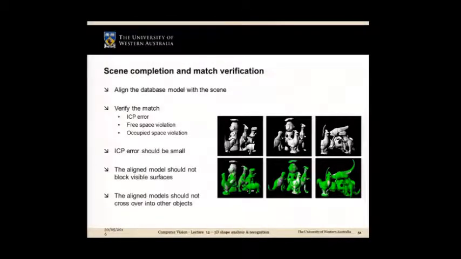So how do you verify the match? You perform ICP, and based on the error that's returned by ICP, you make a decision, okay, this object has been correctly aligned with the scene. And of course, for good recognition and segmentation of the scene, this ICP error should be very, very small, right? And the aligned model should not block visible surfaces. The aligned model should not cross over into other objects for a good alignment, right?